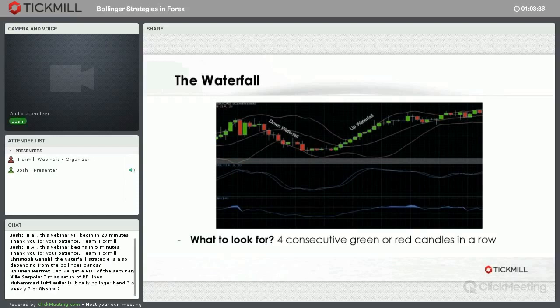Okay, I see a question from Vile Sarpola. He's asking about the setup for the Bollinger Band lines, as he missed it. Basically, if you add a Bollinger Band, it will normally come with 20 and 2, which is a 20-period lookback and 2 standard deviations. That one's absolutely fine, all right?